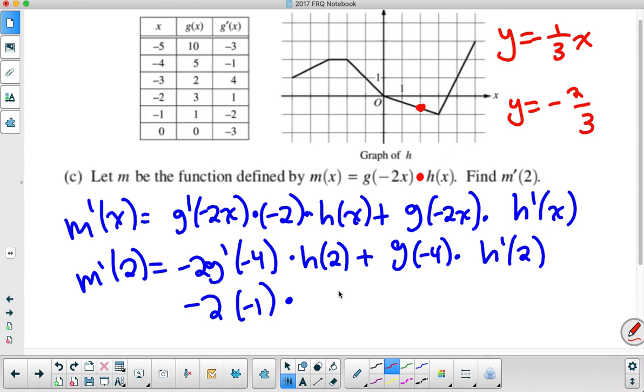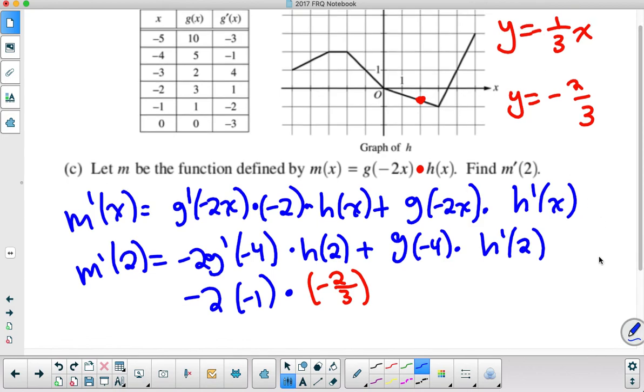All right, so that's just going to come down here, negative 2/3. And that's probably the hardest part in this whole problem after your derivative. I mean, it's not even that difficult, but it's one that you really have to think about. All right, now g of negative 4, that's 5, so plus 5 times h prime of 2. H prime of 2, we already did that in the last problem, that's negative 1/3.